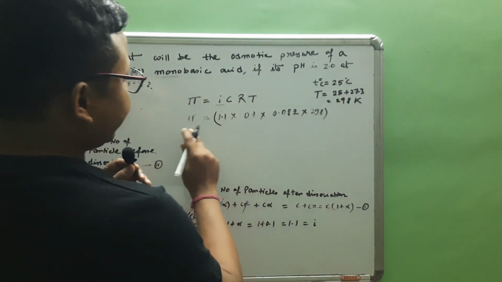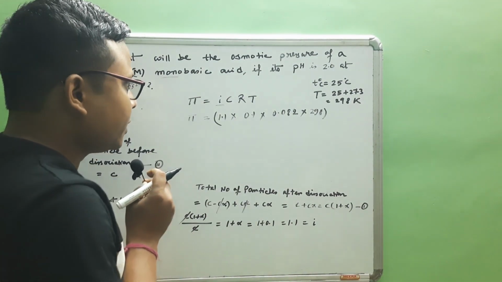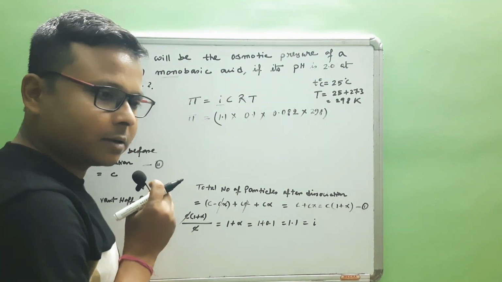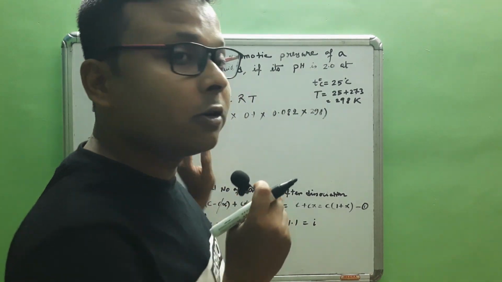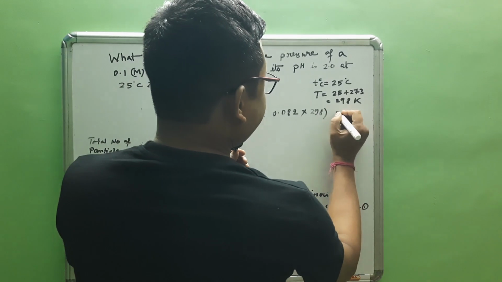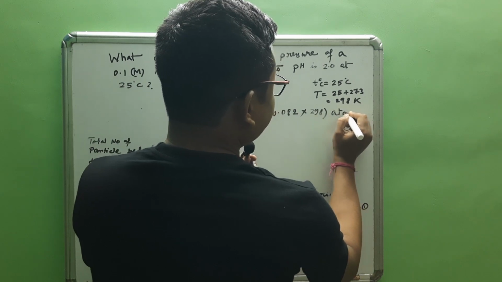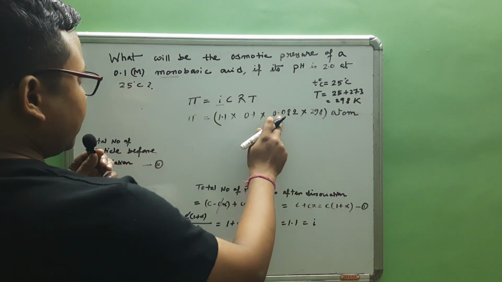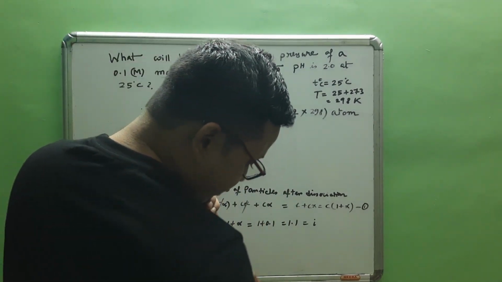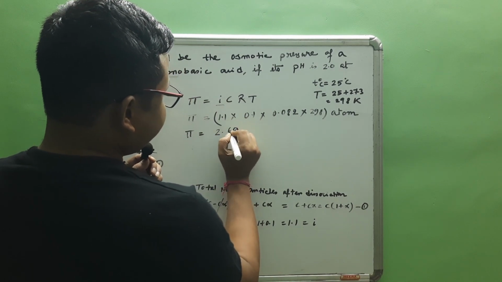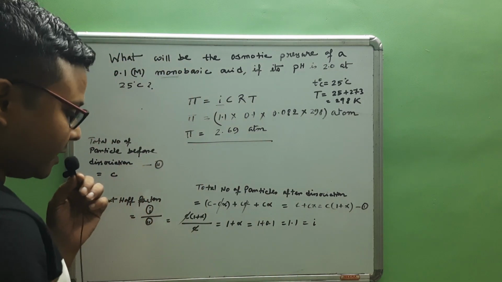Now what will be the unit of pi? Pi is the osmotic pressure, so its unit will be the unit of pressure, which here is atmosphere, because we take the universal gas constant in liter atmosphere. After calculation, the value of pi will be 2.69 atmosphere. So it is our answer: pi is 2.69 atmosphere.